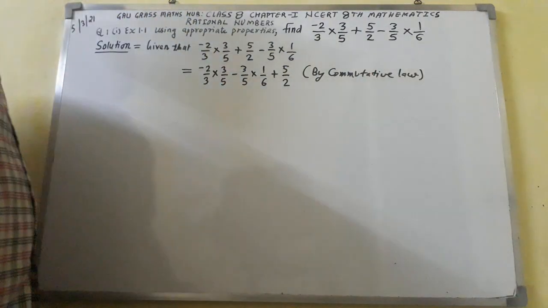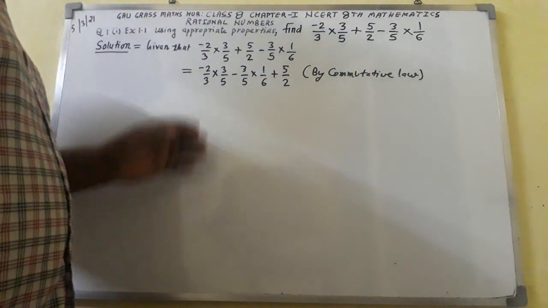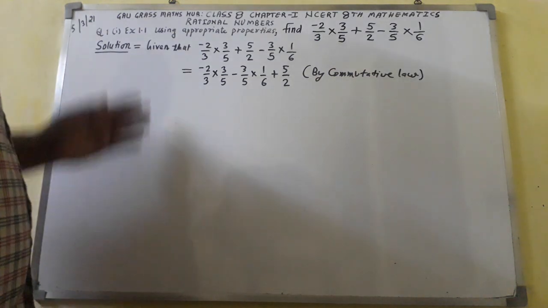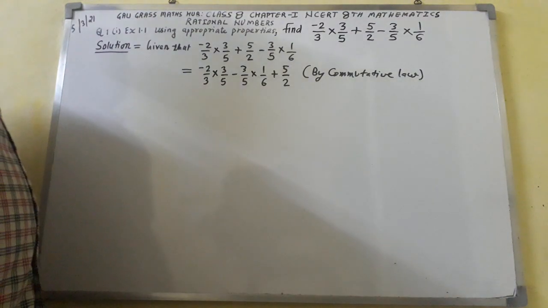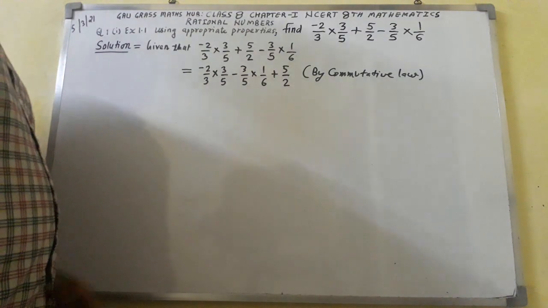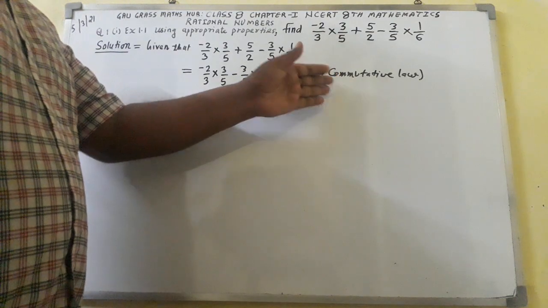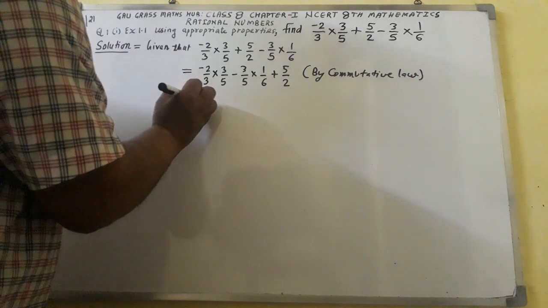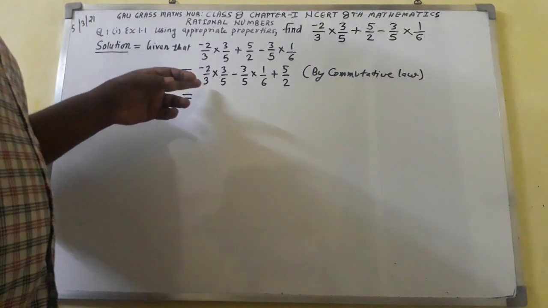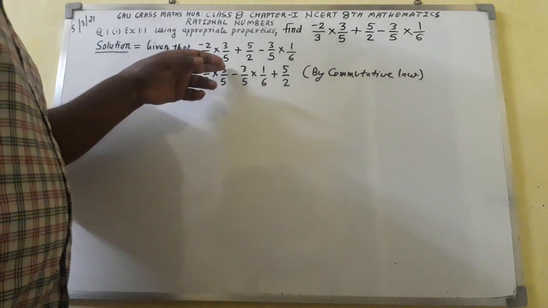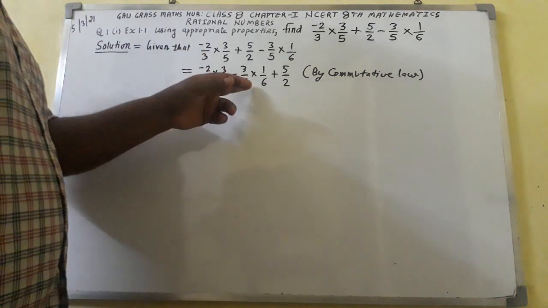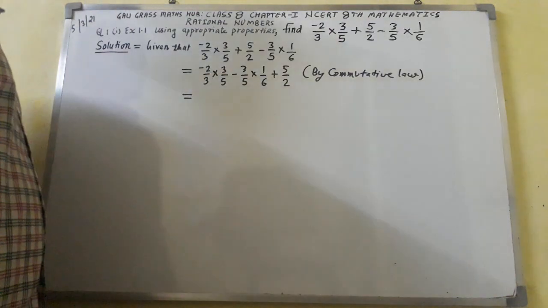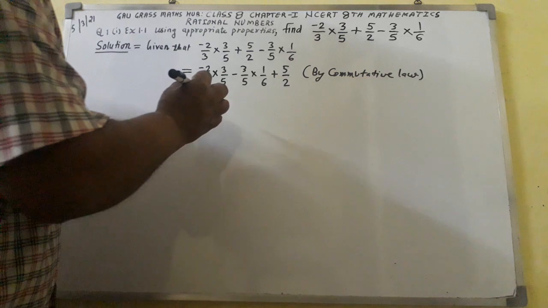About the commutative law, I have already discussed today itself on 5th March in video number 1, concept on rational numbers. Commutative law I have already explained therein. So here you can see in the first term 3/5 is multiplied, in the second term 3/5 is multiplied. You can take 3/5 as a common easily.